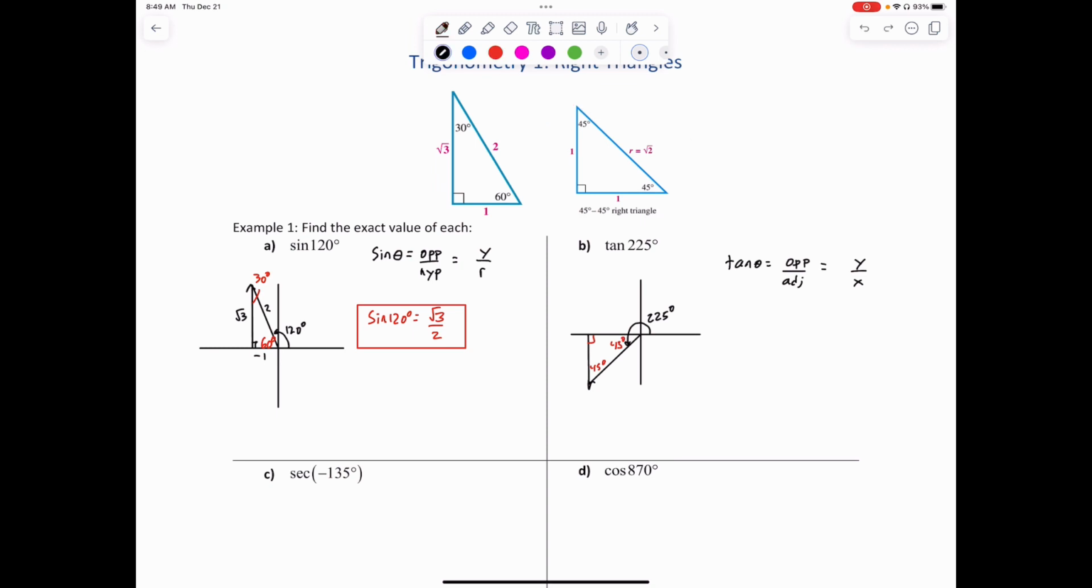Filling in these missing sides, we can say this must be 1, this must be 1, and this must be radical 2. Now let's take care to pay attention to any negatives. Because we're in the third quadrant, we're moving to the left one, that's a negative x value, and we're moving down one, which is a negative y value. Therefore, the tangent of 45 degrees, or 225 degrees in this case, is equal to 1 over 1, which is just 1.